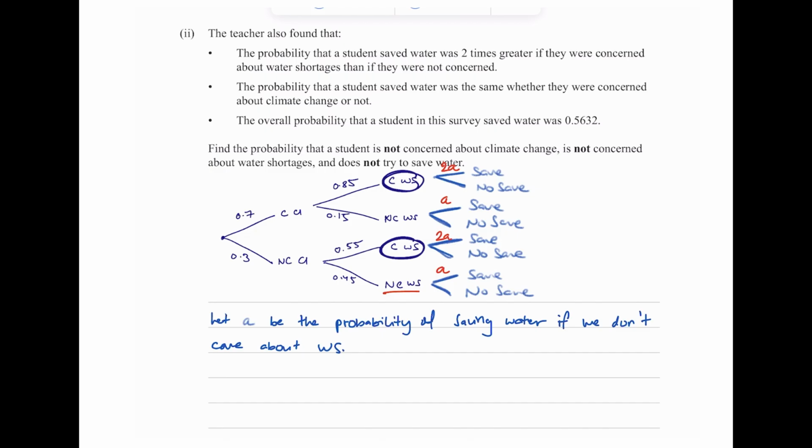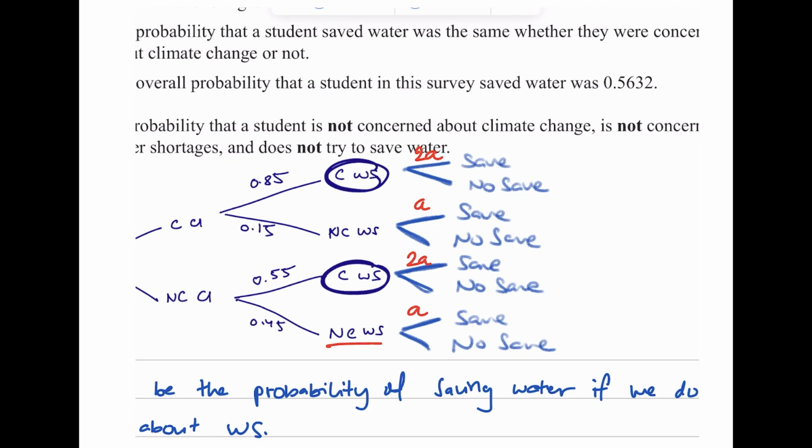That brings up a new question. What are the probabilities of us caring for water and not saving? Well, remember that our probabilities must sum to 1. So the sum down our branches must be 1. Therefore, this is going to be 1 minus 2a, and this is going to be 1 minus a. All right?